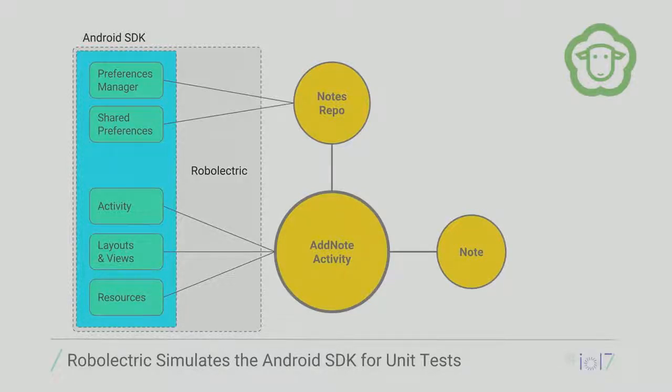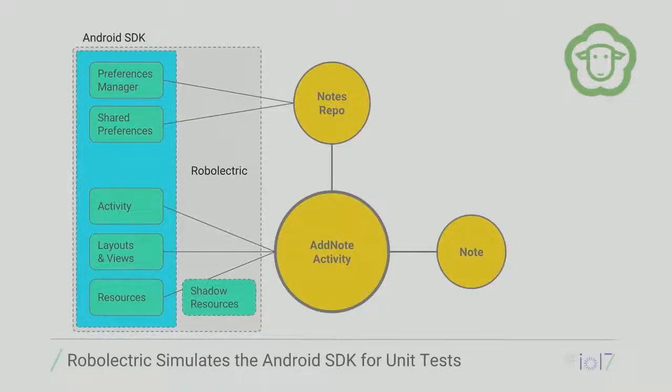There are parts of the Android framework that rely on native code or call out to hardware or interact with external system services. So for that, Robolectric provides a sort of test double that we call shadows. And those provide alternate implementations of that code that's appropriate for unit testing.